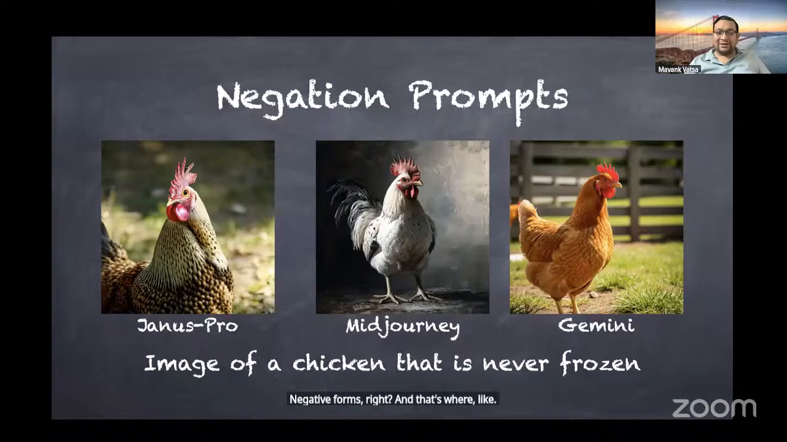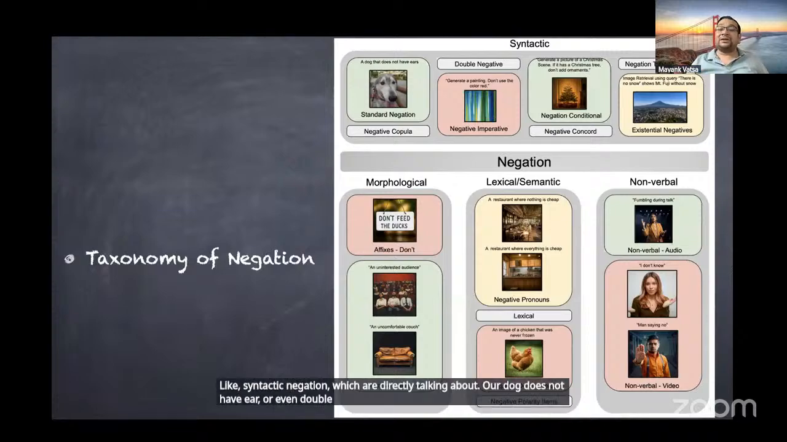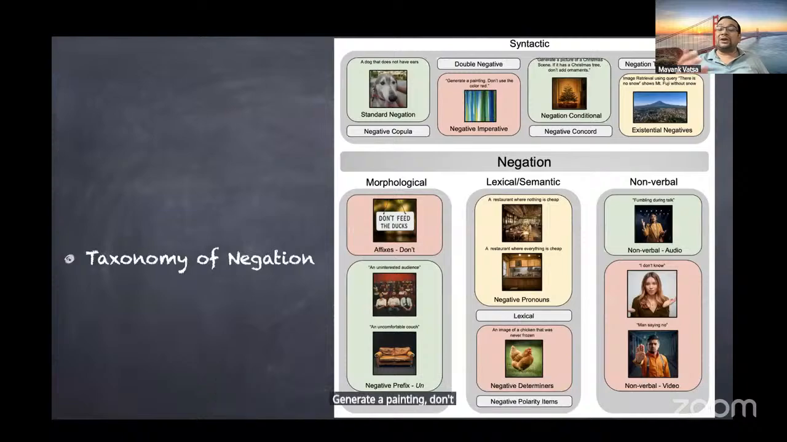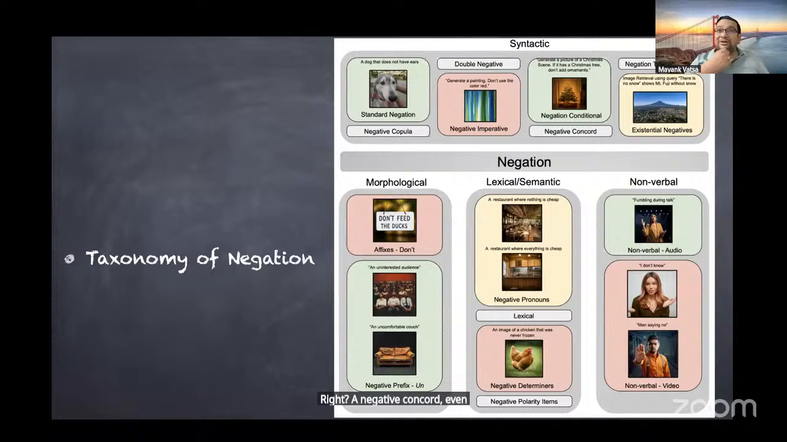And that's where our research paper comes into the picture, defining the taxonomy of negation in a multimodal space. There are different kinds of negations, like syntactic negation, which directly says a dog does not have ears, or even double negation like "generate a painting, don't use the color red". So we are saying generate a painting, but don't use a particular color or attribute. Then there is negative concord, and morphological or lexical ones, like "you are unhappy", where unhappy is a negative word and happy is a positive word. And the chicken example I already talked about is a negative polarity item.